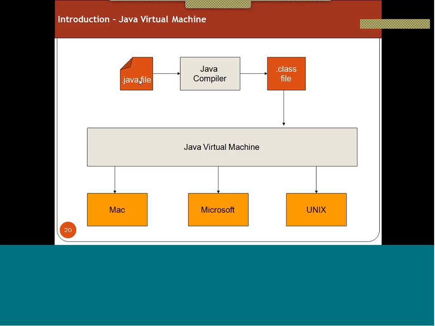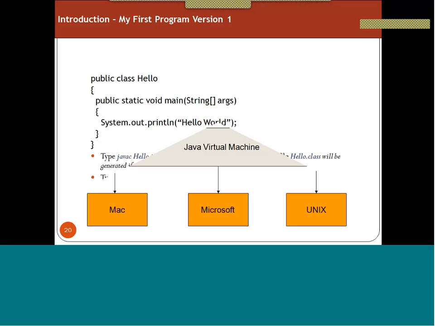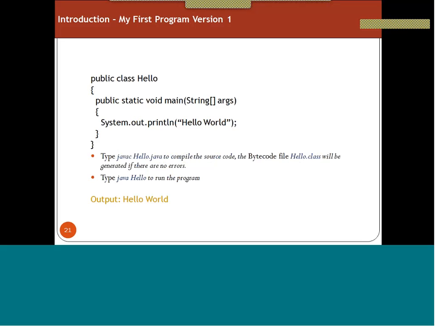Let's start with the first basic program, how we can go ahead and write our programs. This is a hello world program. Don't worry about all the syntax. Only concentrate on the class name. Hello is the class name: public class Hello.